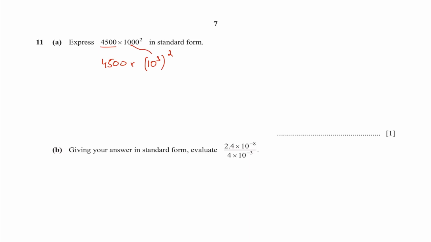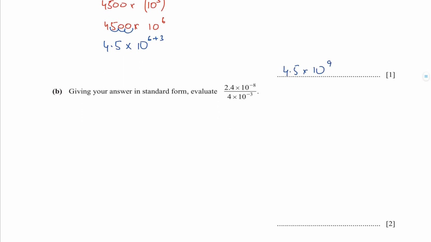Okay, so I've just changed 1000 into 10 cube. The square is just as it is carried forward. So 4500 into 10 raised to the power 6. Now let's fix 4500, and for that I'll have to move the decimal 1, 2, 3 places backwards. Moving the decimal 3 places backwards means adding 3 to the power. So I'm going to have 4.5 multiplied by 10 raised to the power of 6 plus 3, which is 9.